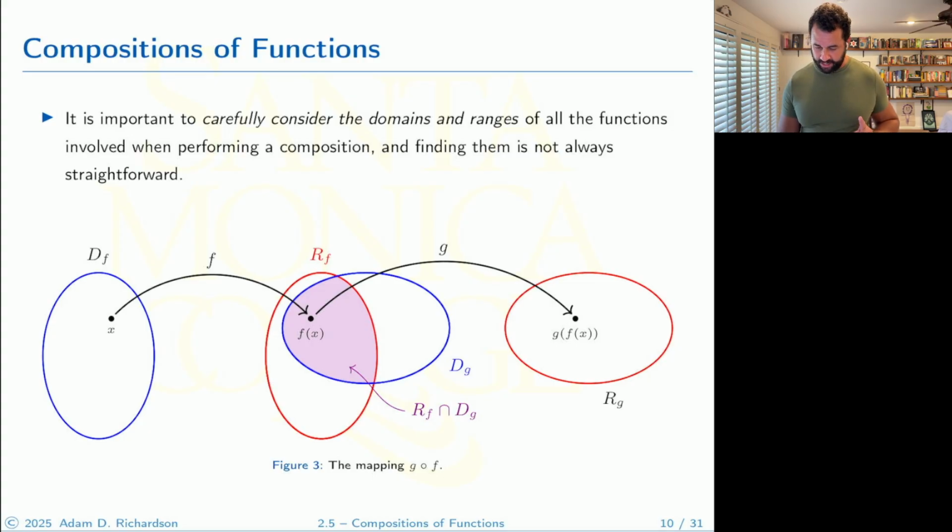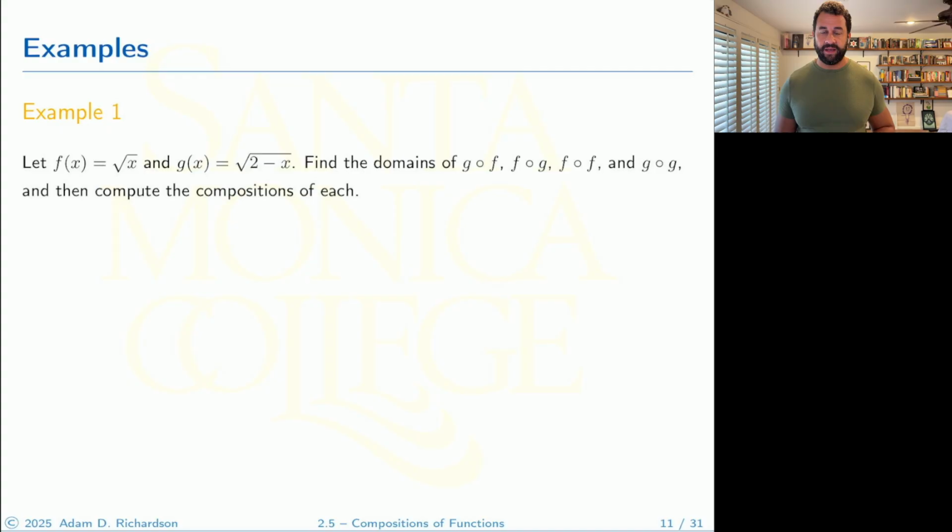Okay, let's just try one. Here I'm going to give two functions. Here's the function f of x equals the square root of x, and g of x equals the square root of 2 minus x. We're not going to do all of these. There's four, but we're going to do a couple. Let's find the domains of g of f, f of g, f of f, g of g, and then compute the compositions. We're going to find the domain first before we do the composition, because again, the composition doesn't make any sense if there's no domain of the composition.